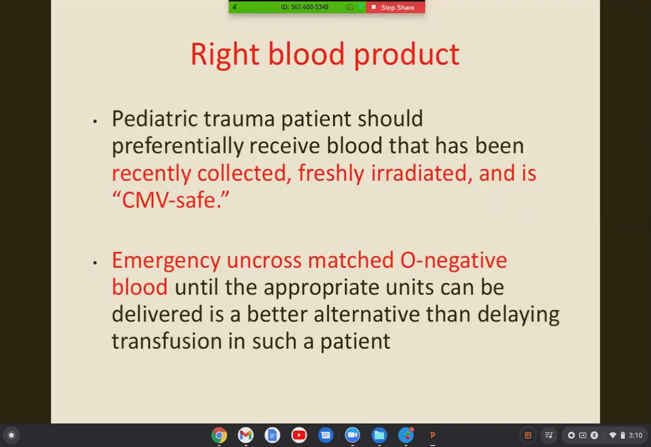What is the right blood for a trauma patient? It should be recently collected, freshly irradiated, and CMV safe. Ideally, in cases of emergency, you can transfuse uncrossmatched O negative blood, and it is very important to have this practice, to have at least 2 bags of uncrossmatched O negative blood in your unit if you are managing pediatric trauma very often.